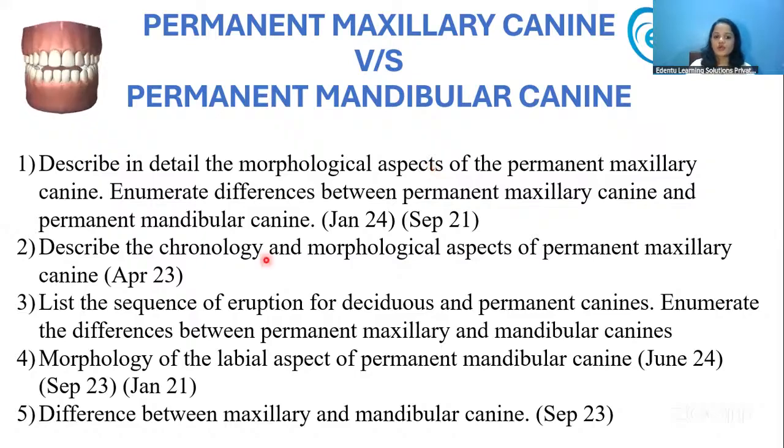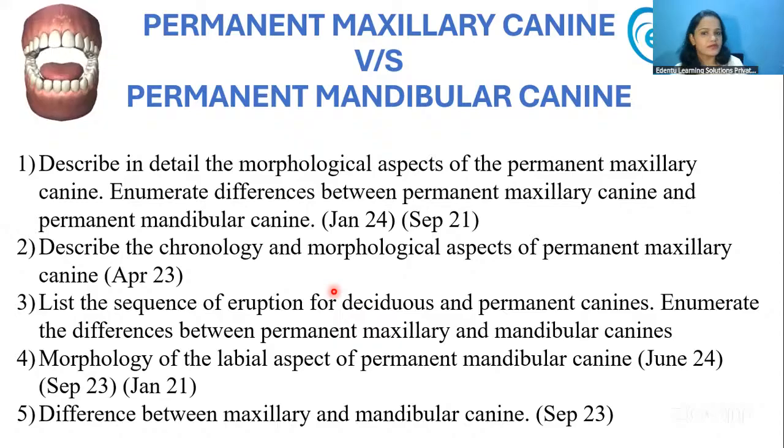The next is the chronology and the morphological aspects of the permanent maxillary canine. Okay, the maxillary canine alone is asked, and you have to describe in detail, drawing a table regarding the chronology and all the morphological aspects also. Sometimes they will be very specific regarding the chronology table and the dimensions. So you must definitely have a look at the chronology table and the dimensions of each tooth also. Usually they will not ask the dimensions, but if you know them, you can mention it. Chronology, they will definitely ask.